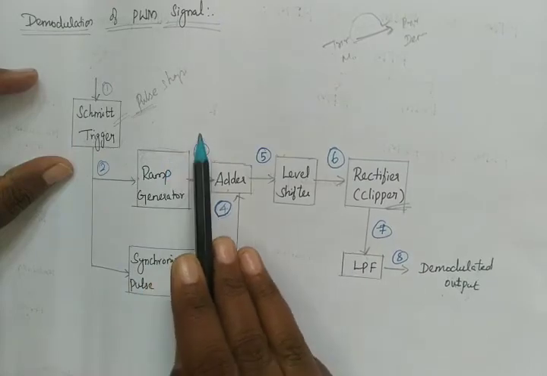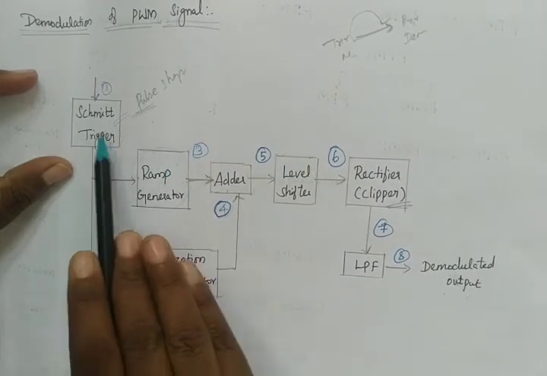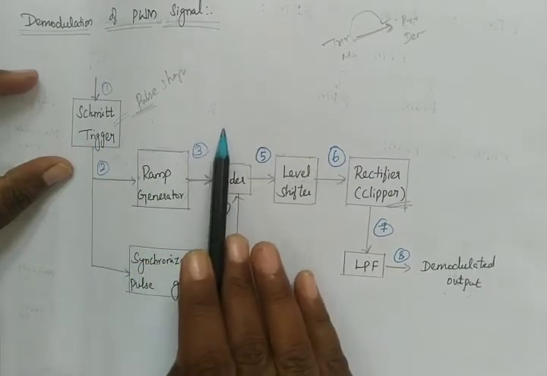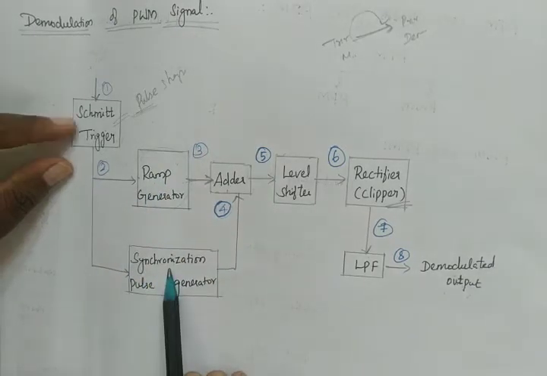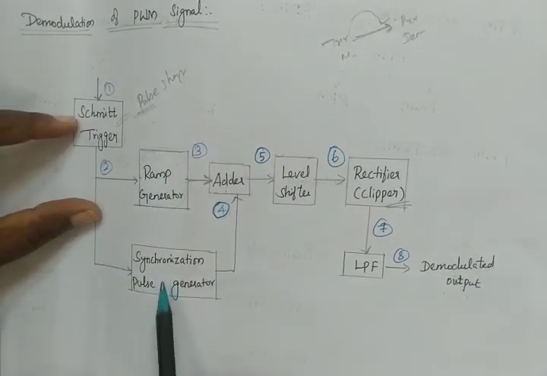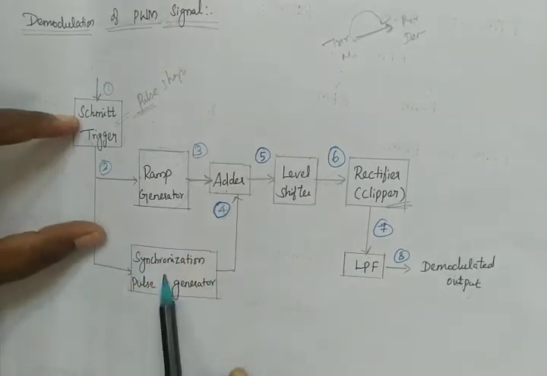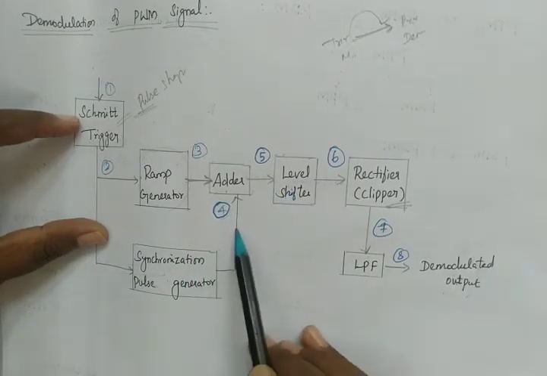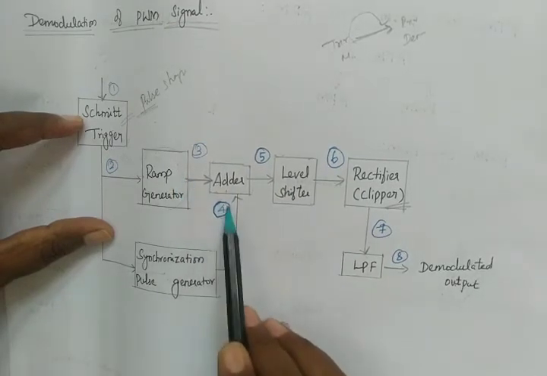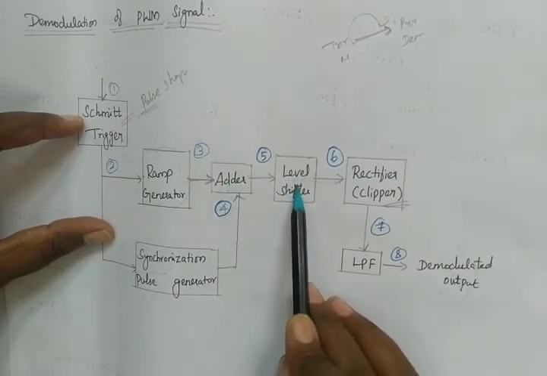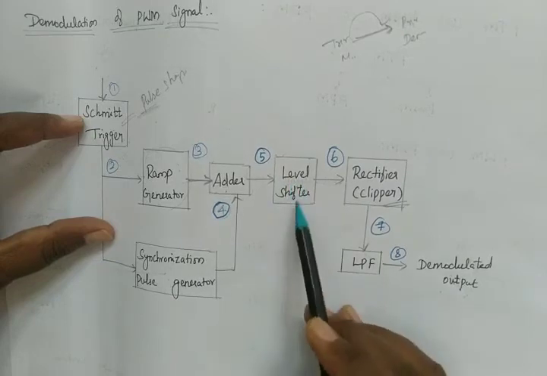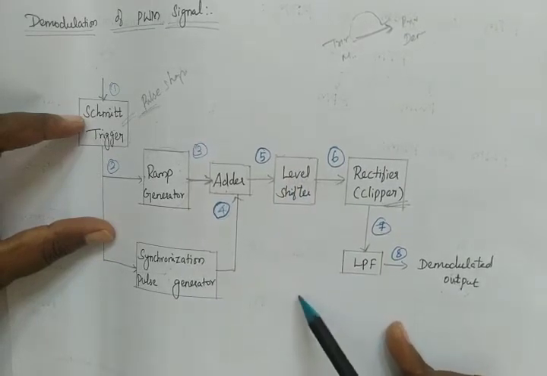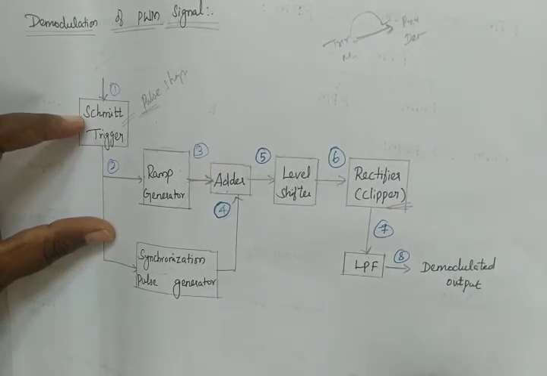The ramp generator will produce a ramp signal. So based on this width, the signal will be produced. Then again here we have a trigger input that is given to the synchronization pulse generator. So based on this trigger input, we will get the output, that is a train of pulses. It will produce a train of pulses. These two are added in the adder, then it is given to the level shifter. This level shifter will shift the signal either above the 0 line or below the 0 line.